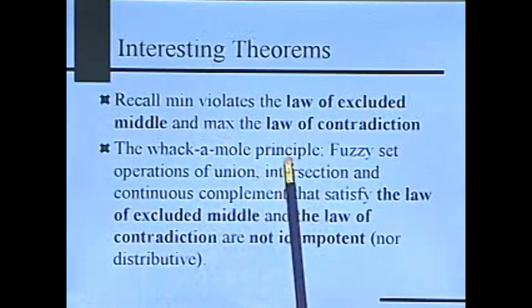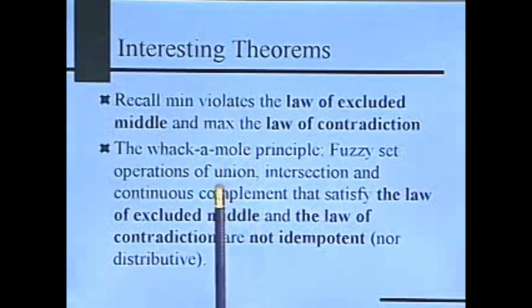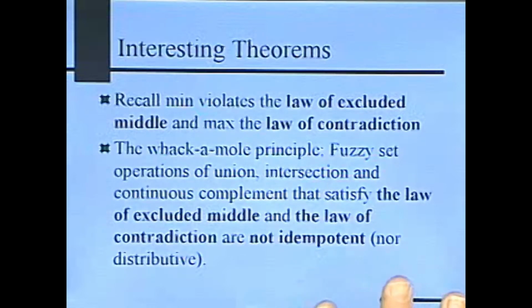And then we have the Whack-A-Mole principle, which is the fuzzy set operations of union, intersection, and continuous complement that satisfy the law of excluded middle. You can find other intersections and unions to satisfy the law of excluded middle and the law of contradiction, and you can make them do that, but they will not be idempotent if you do it. So if you try to satisfy the law of contradiction and the law of excluded middle, you're going to violate something else, which in this case is idempotence. As one thing gets satisfied, another one pops up.